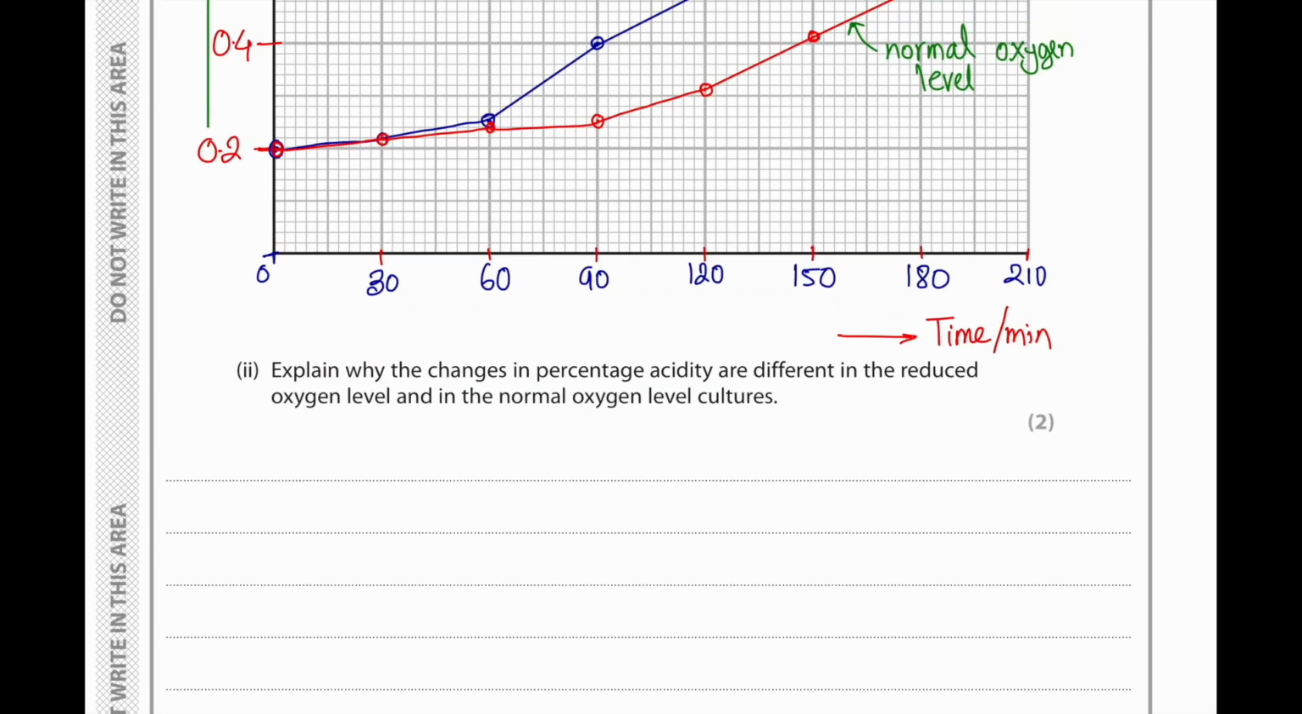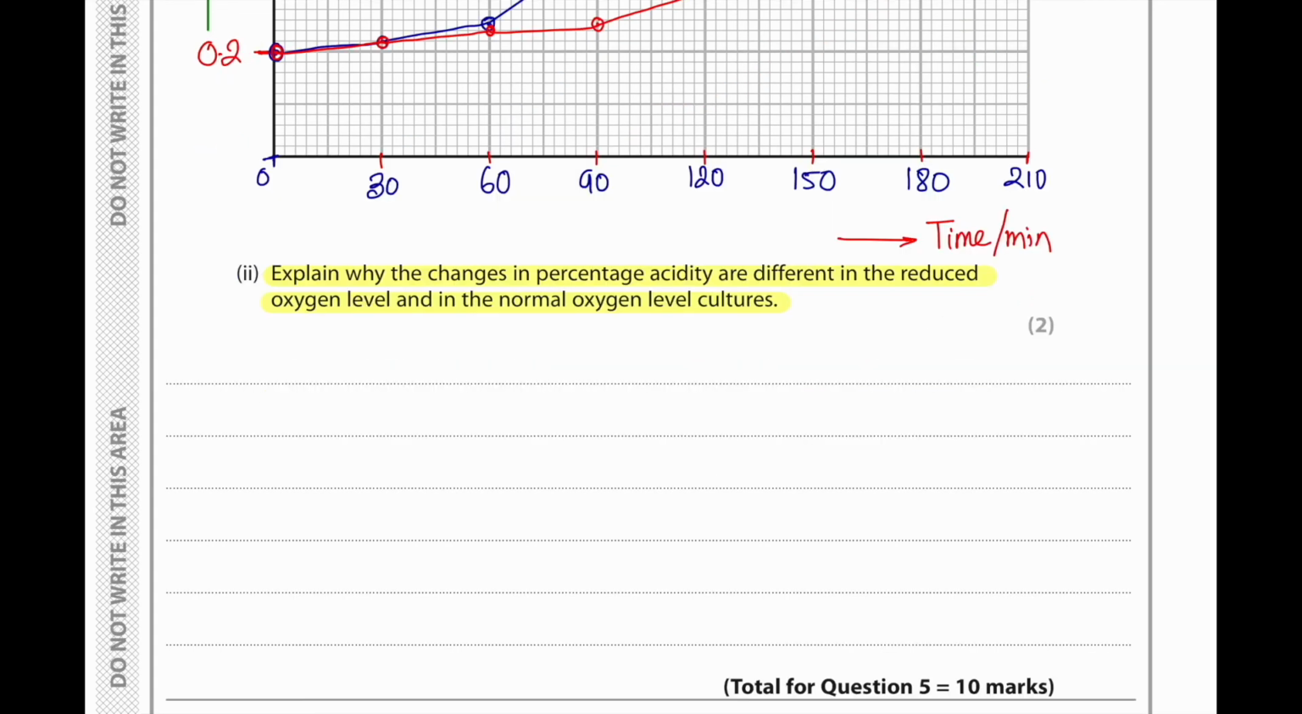Question number 2. Explain why the changes in percentage acidity are different in the reduced oxygen level and in the normal oxygen level cultures. So reduced oxygen level means more anaerobic respiration of the bacteria, and thus producing more lactic acid faster, so the acidity increases faster.